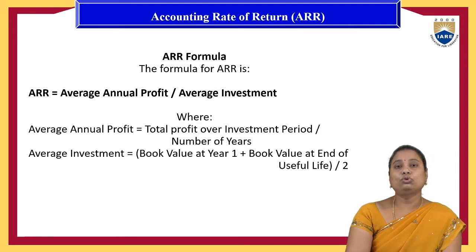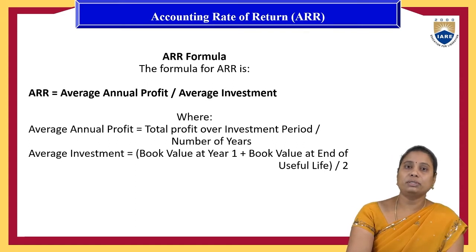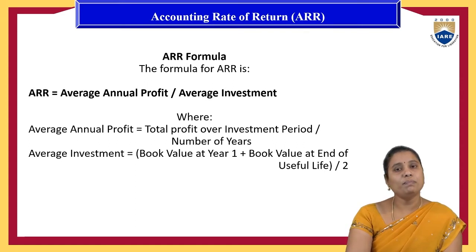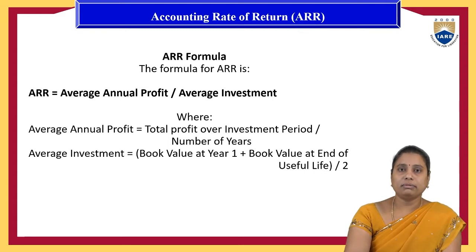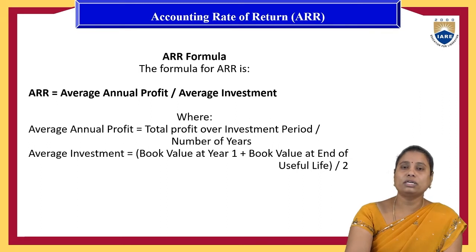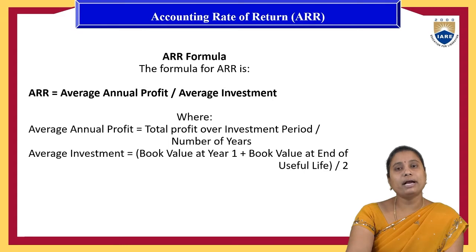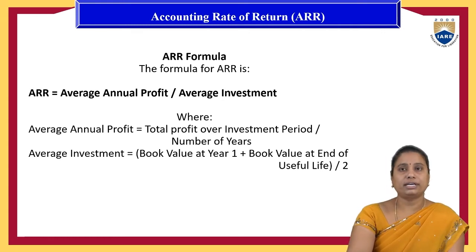In these techniques, two methods are there: discounted cash flow methods and non-discounted cash flow methods. If the time value of money is taken into consideration, they are called discounted cash flow methods. If the time value of money is not taken into consideration, they are called non-discounted cash flow methods. In the non-discounted methods, the time period to get back the investment is called the payback period, and the average return is called the average rate of return.